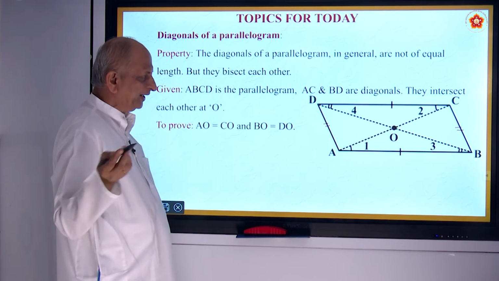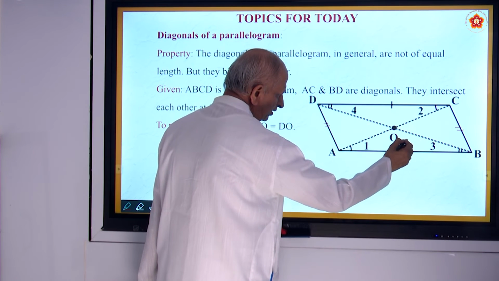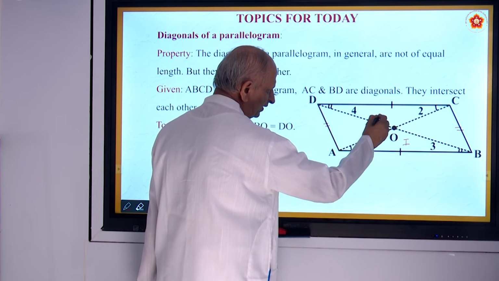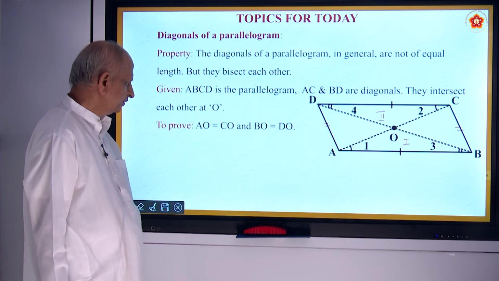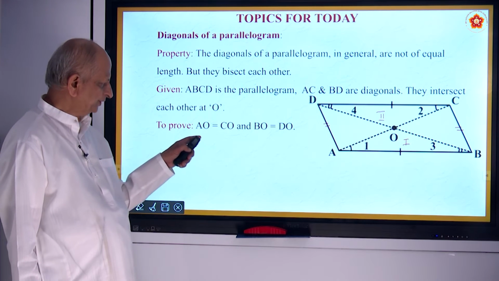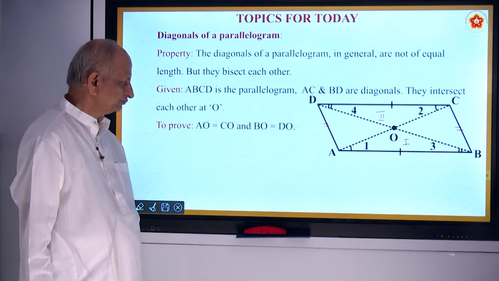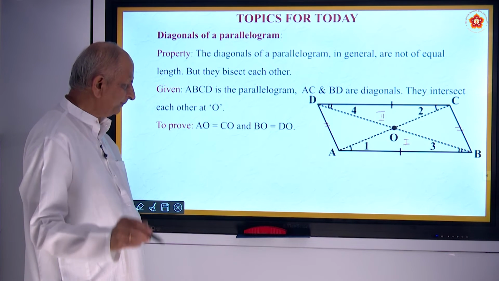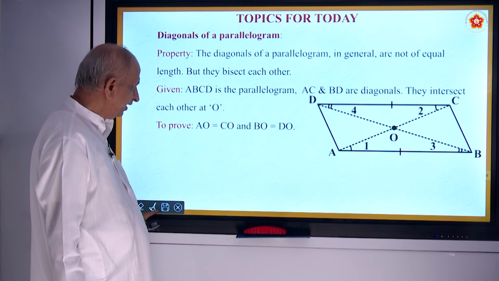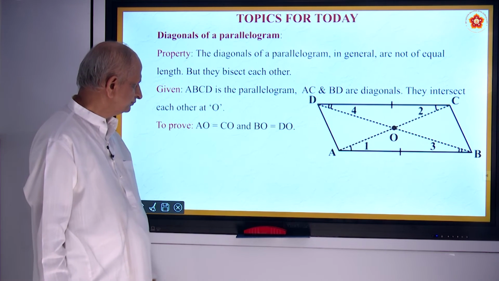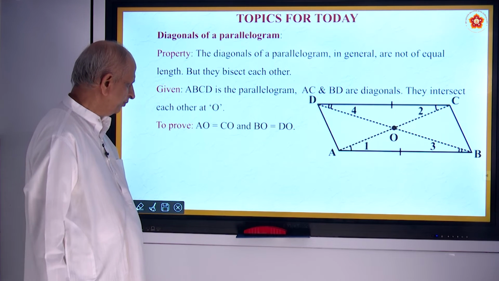For that, you can find two triangles here. Can I name it? One triangle is called AOB. The second one is called DOC. Correct? So here you have to prove. Of course, this is a property already assumed earlier, but we are giving a theoretical proof. In a theoretical proof, you have different steps. The first step is called given, and the second step is called to prove. So this is to prove: AO is equal to CO, BO is equal to DO.